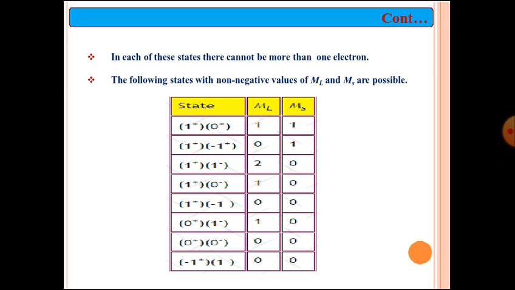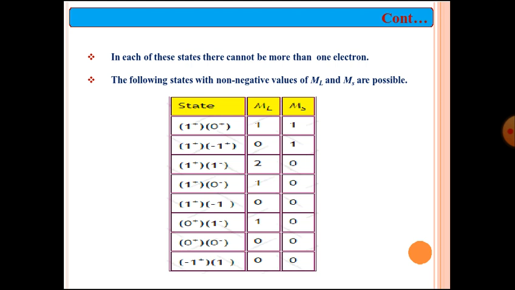Next, in each of these states there cannot be more than one electron. The following states with non-negative values of ml and ms are possible. Here the given state is ml, ms. So you see here in the right side state, wherever negatives are presented, the ms is also 0. Let us consider the third term onwards to the last term. In the state, the left side will be varying.